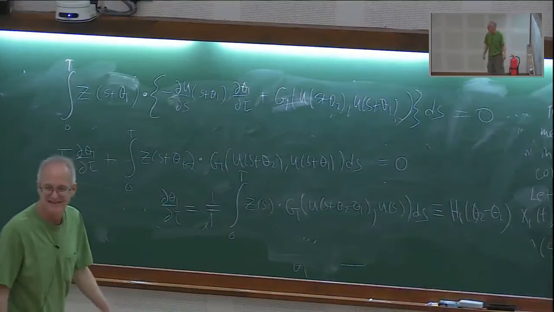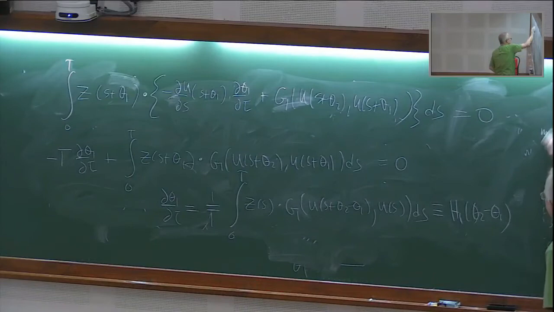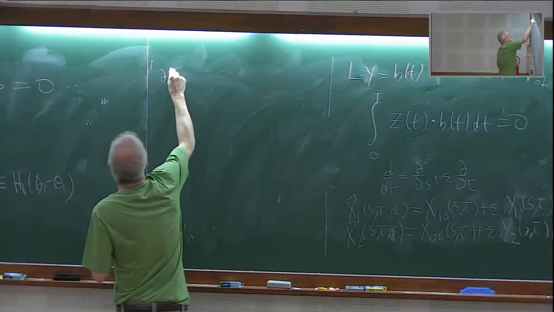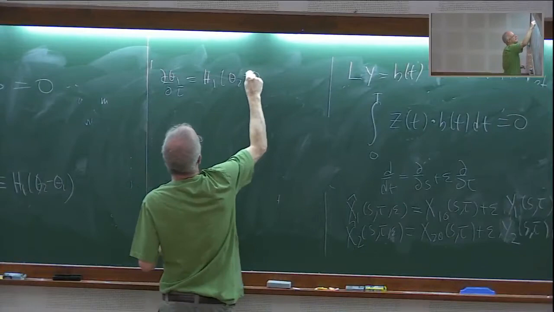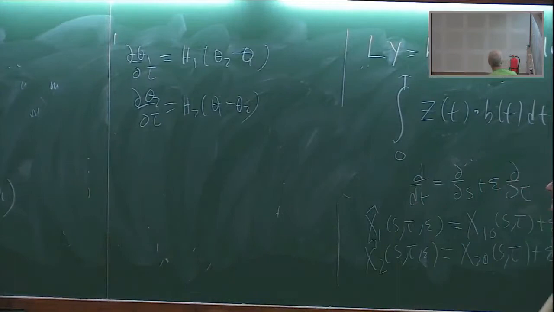And we have a similar equation for theta 2. So voila, we have solved the problem. We now have a phase equation: d theta 1 d tau equals h1 of theta 2 minus theta 1, and d theta 2 d tau equals h2 of theta 1 minus theta 2. We're done. We've taken the original system, which was m dimensions and m dimensions, so 2m dimensions, and we've reduced it to 2 dimensions.